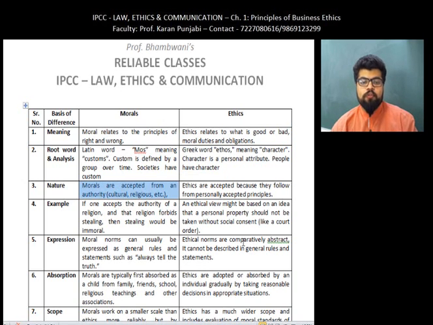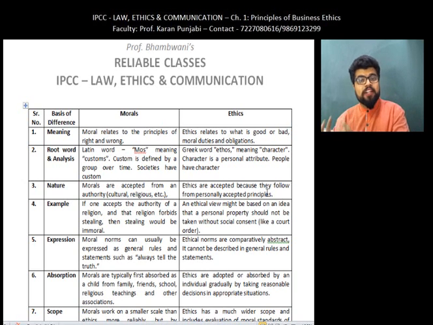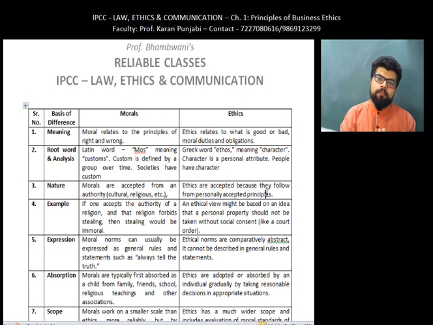Morals are accepted from an authority, that is cultural, religious, etc. So morals are usually dictated or they are being accepted by an authority or a particular group. That can be because of your cultural view towards it, or it can be because of the religion that you are following. At the same time, ethics are accepted because they follow from personally accepted principles. So ethics are not dictated by someone. Ethics, they come from within, and these are personally accepted principles of what is good and what is bad.